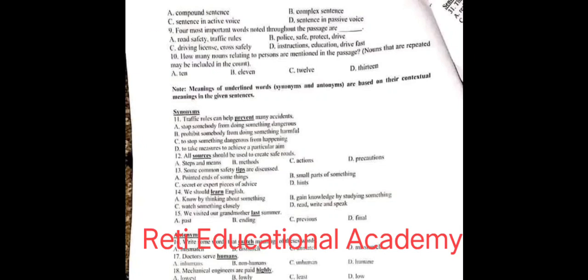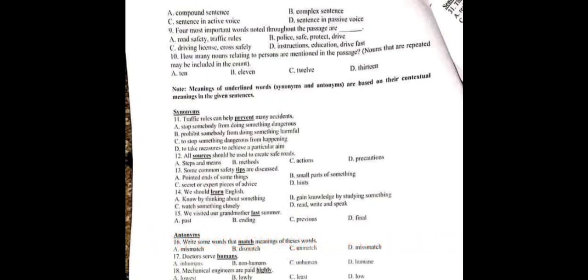Question number 9. Four most important words noted throughout the passage are A. Road safety, traffic rules. B. Police, safe, protect, drive. C. Driving license, cross safely. D. Instruction, education, drive fast. And the correct answer is A. Road safety and traffic rules.